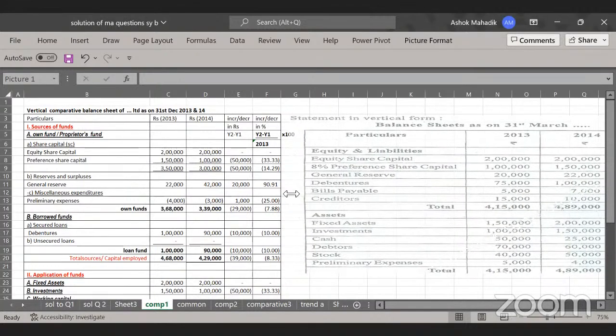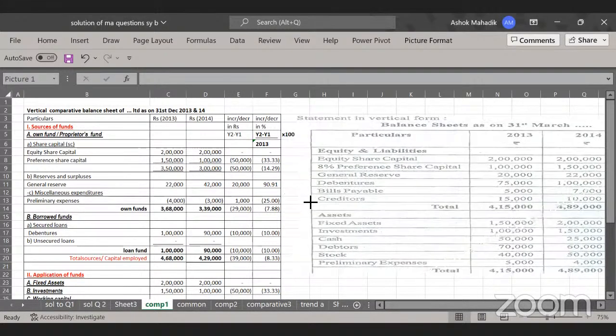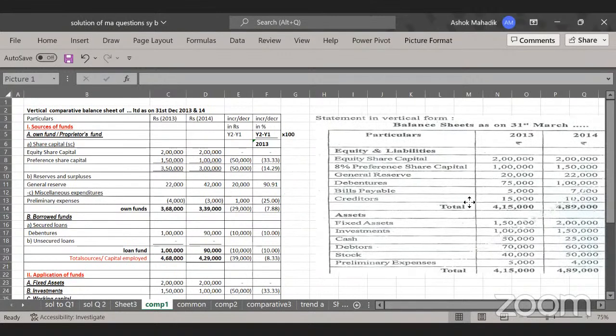They will give you 3 years data, like it's given in this sum, but they will ask only for 2 years data. In a comparative statement, we need only 2 years data. So the first thing you will do is draw the format of the comparative balance sheet. Here I have made a comparative statement of 2013 and 2014.